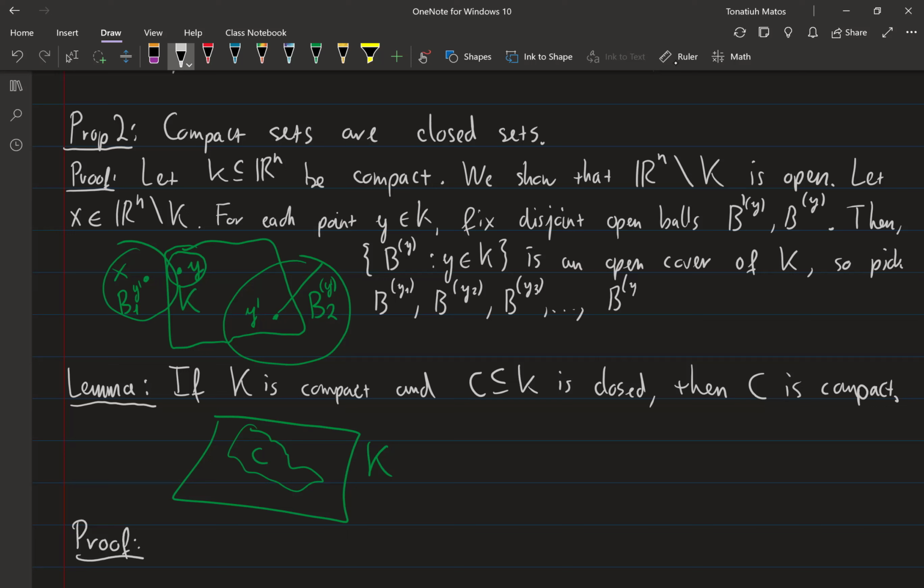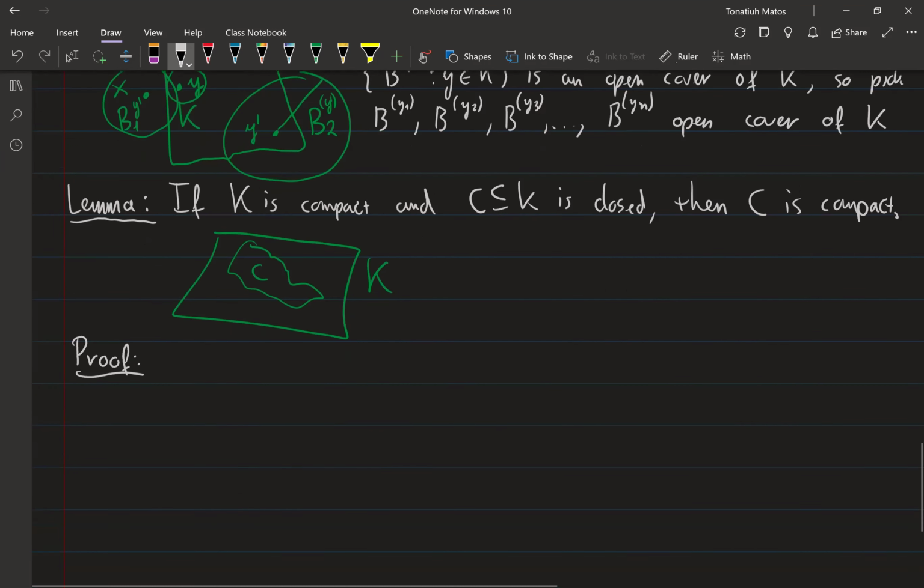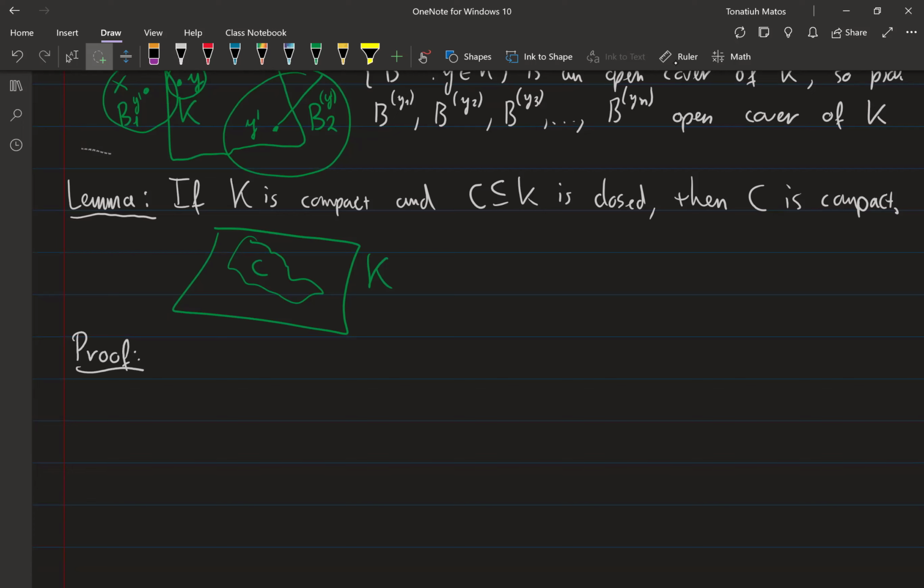So we have all of these balls. And each of these balls does not contain X, because X is the fixed point from which we determined all of these things. Sorry, this should be an N, not 4N. But these still cover, okay, an open cover of K, right? So now what do we do?